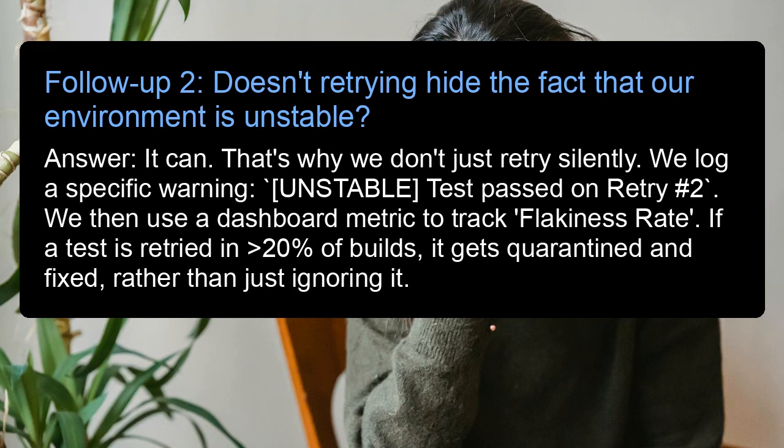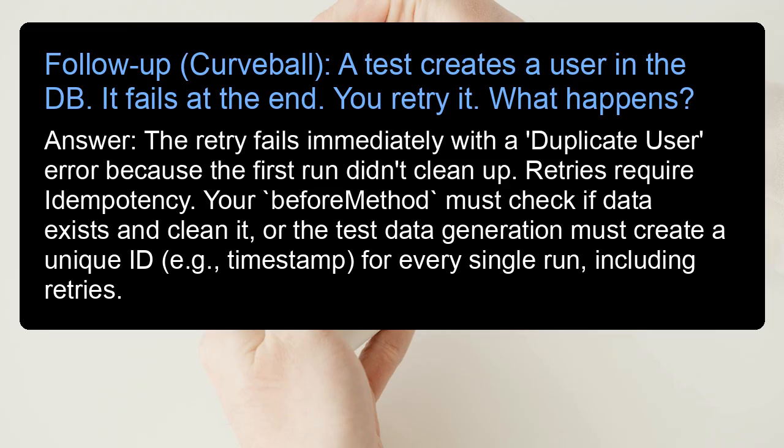Follow-up 2. Does retrying hide the fact that our environment is unstable? Answer: it can. That's why we do not just retry silently. We log a specific warning, unstable test passed on retry number 2. We then use a dashboard metric to track flakiness rate. If a test is retried in greater than 20% of builds, it gets quarantined and fixed, rather than just ignoring it.